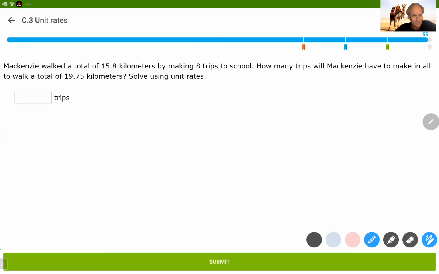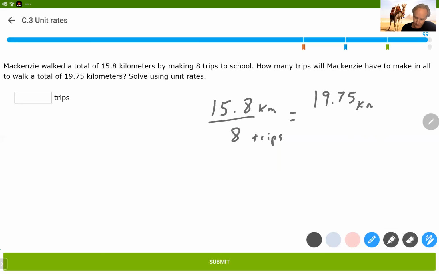One last one, 15.8 over 8 trips. This is kilometers, this is trips. And we want 19.75 kilometers. And we want X trips. And they want me to use unit rates, which is fine. In this particular case, I think I would finally just grab my calculator and do it.